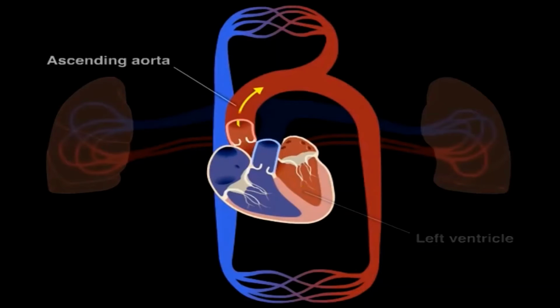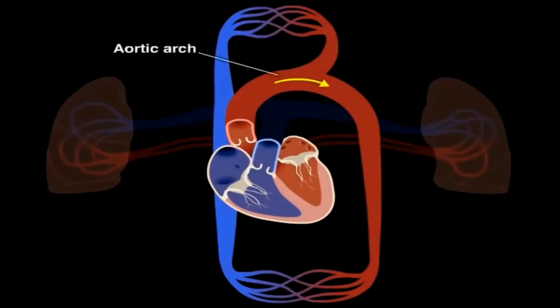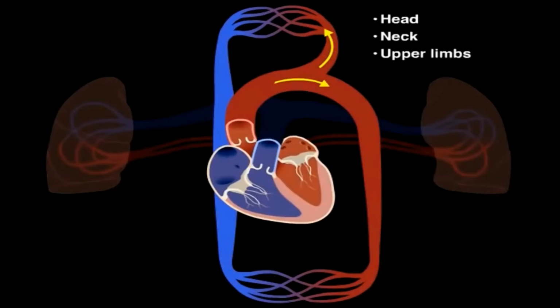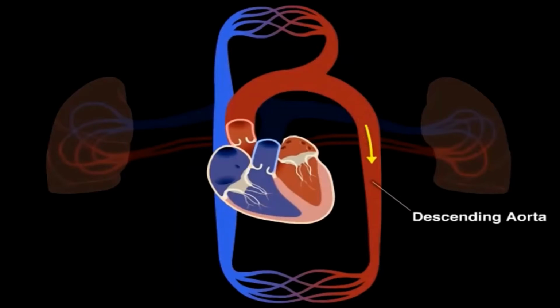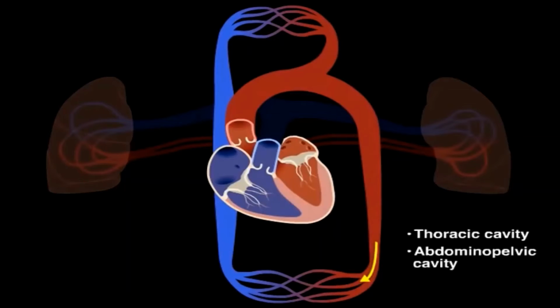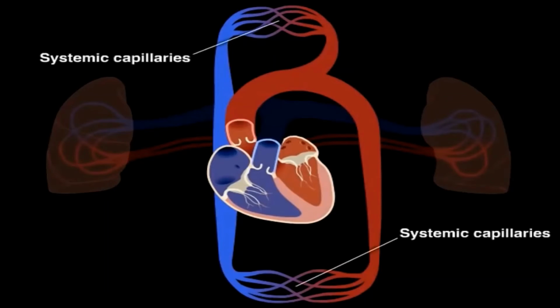Oxygen-rich blood is pumped from the left ventricle into the ascending aorta. The aorta then makes an inverted U-turn to form the aortic arch, which gives rise to branches that supply the head, neck, and upper limbs. The aorta continues posterior to the heart as the descending aorta, which travels to the thoracic and abdominopelvic cavities. It supplies the organs of these cavities and the lower limb.